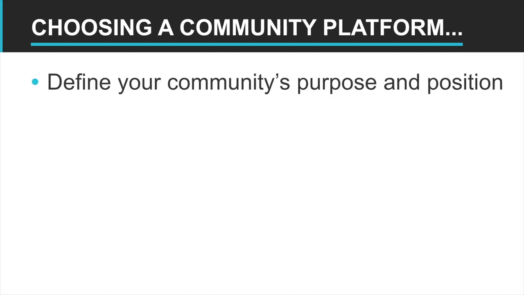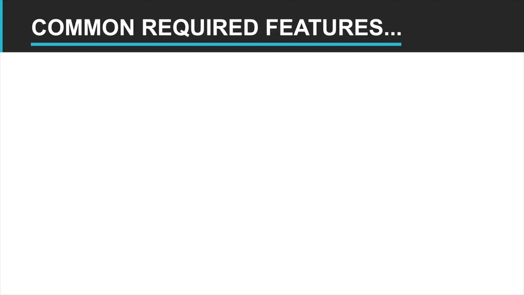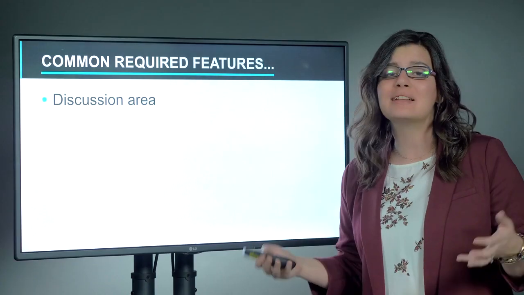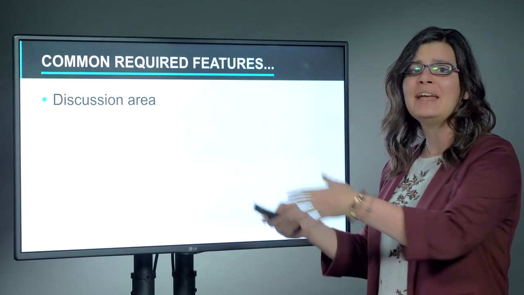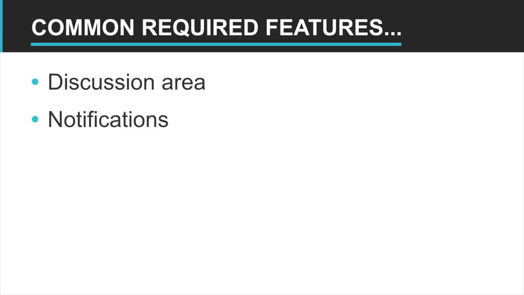The first thing you need to do is define your community's purpose and position. Then make a list of all the required features that you need in a platform in order to reach this goal. Some common required features of community platforms include a discussion area. That's kind of a no-brainer, right? It'd be really difficult to host an online community if there wasn't a space for your community members to talk to each other.